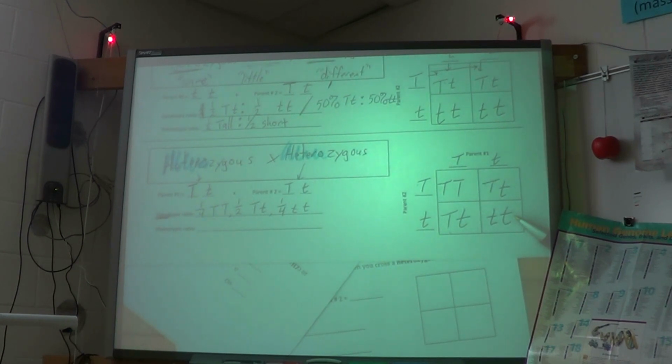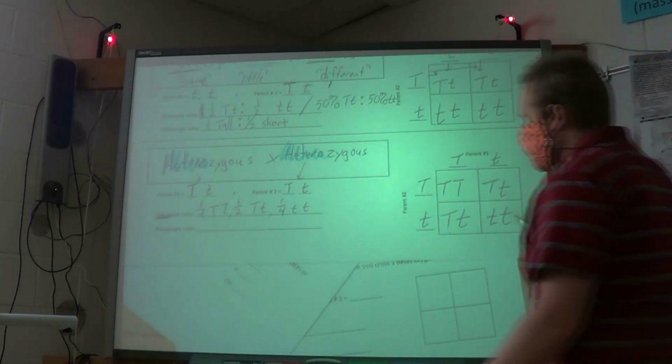So if I were to plant 4 seeds, statistically, I'd have 3 tall, 1 little t out of 4. But it is possible that all 4 of those 4 could be little t. It's possible, but it's not super probable. That'd be like flipping heads 4 times in a row. Is it possible? Sure. Is it super likely? No. Not very probable, but it's possible.